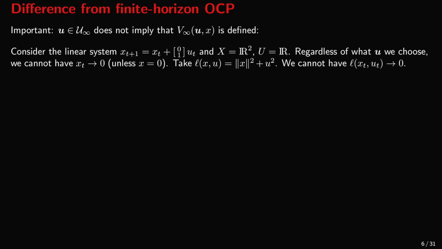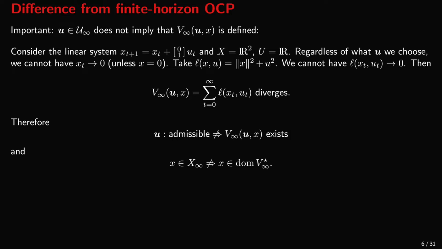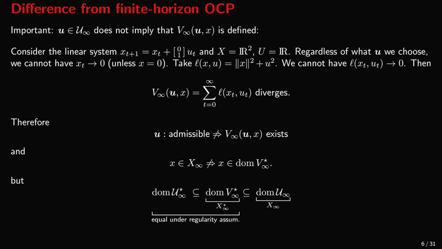Note that the first coordinate of the system state is independent of the input. Now take this simple cost function. We can see that we cannot make the cost go to zero. So the infinite horizon cost clearly diverges. We see that the fact that u boldface is admissible does not imply that the infinite horizon cost exists. And the fact that x is a feasible state doesn't mean that it is in the domain of V infinity star. However, in general, we have that the domain of U infinity star is inside the domain of V infinity star, which is inside the domain of U infinity.